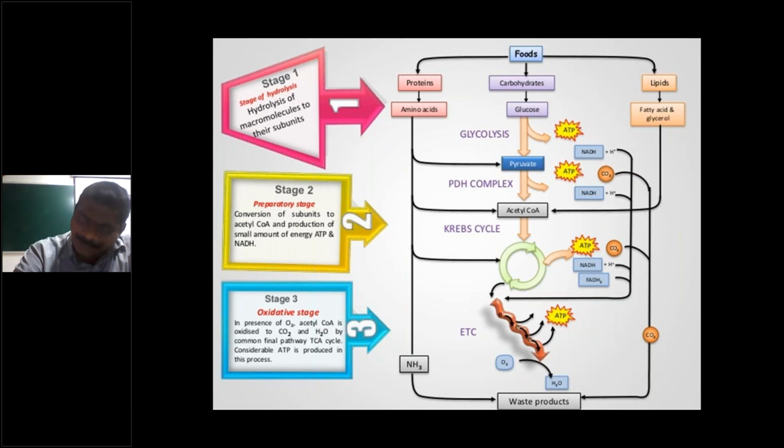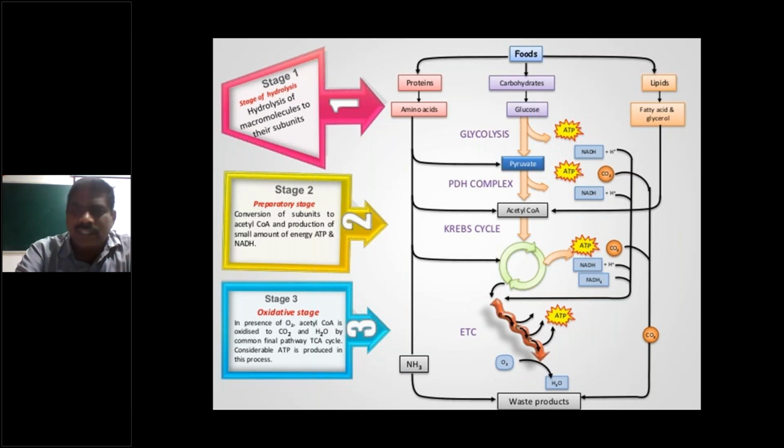So this acetyl CoA stage is not a preparatory stage; the third stage is the oxidative stage. In the second stage, the liberation of ATPs takes place, and in the Krebs cycle NADH and FADH are released. In the third, oxidative stage, in the presence of oxygen, the acetyl CoA is oxidized to carbon dioxide and water by the common final pathway, the TCA cycle, producing ATP.